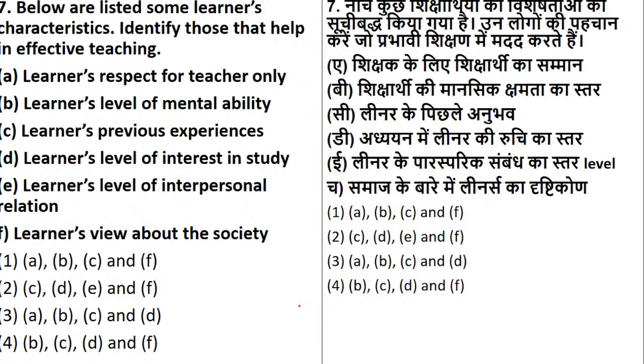That is question number 7. Now question number 7, read carefully because it's a very lengthy question. Below are listed some characteristics of learners. So this is basically based on learners' characteristics. Identify those that help in effective teaching. If you remember, we had the same type of question yesterday also, but the options were completely different. Today the options are completely different.